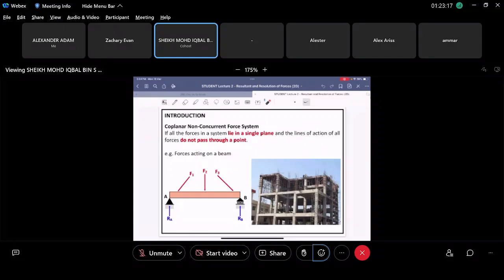Coplanar meaning that it is still on the Y and X axis, but this time the forces do not meet at any concurrent point, right? They do not meet at any particular point, right? So it's all random here. So these are the two force systems that you are going to encounter for this chapter, right? Coplanar non-concurrent force system and concurrent force system. Okay.